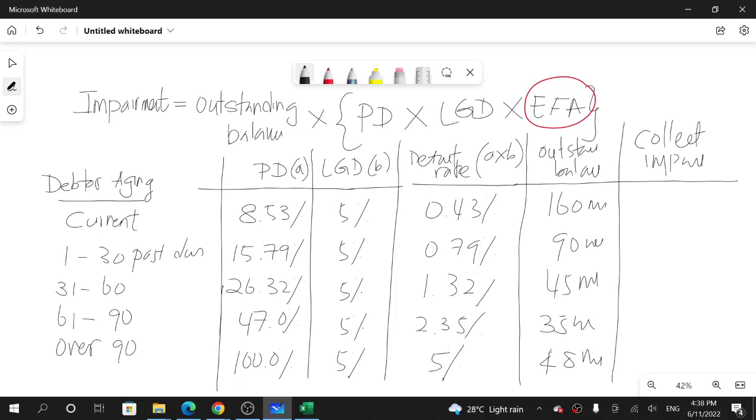Now you want to multiply this into this. 160 million multiplied by 0.43 becomes 0.688.